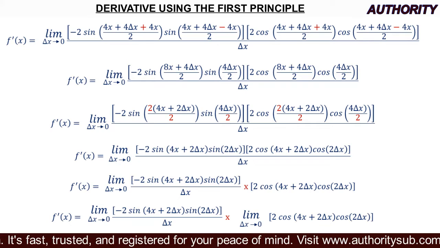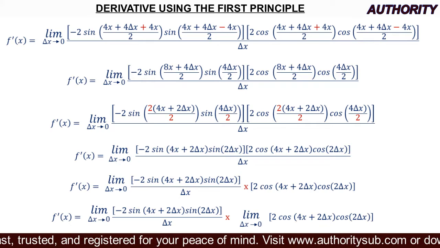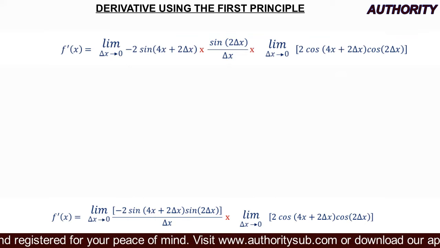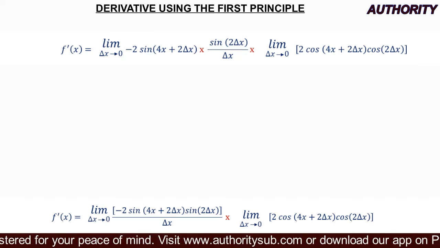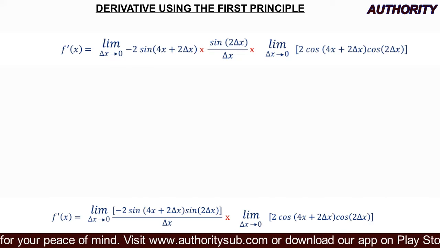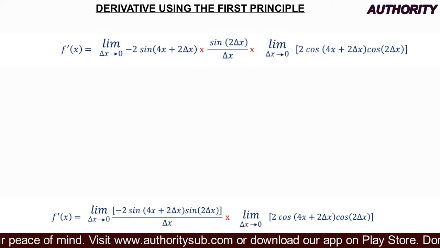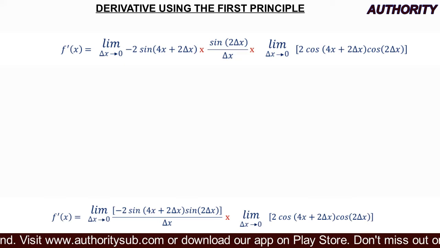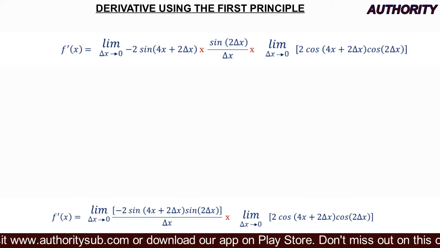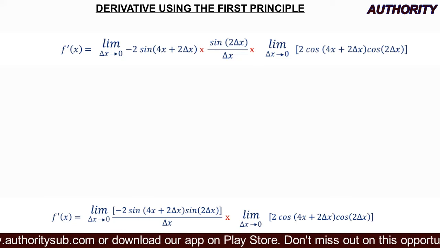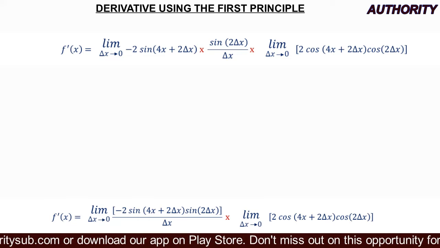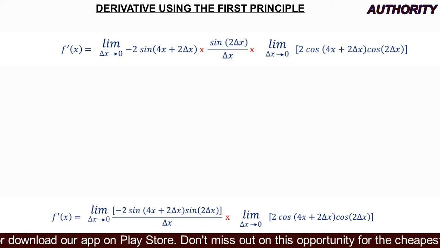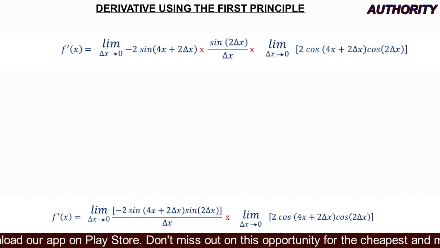Now look at it. In this first part, we are also going to split it into two again. Look at the way we are going to write it. We are going to say that it is the same as saying limit as change in x approaches 0 of minus 2 sin(4x + 2 change in x) multiplied by sin(2 change in x) all over change in x. Do you see this expression? It's still the same. When you multiply it, it will give you the same. Then we have multiplied by limit as change in x approaches 0 of 2 cos(4x + 2 change in x) multiplied by cos(2 change in x), right?